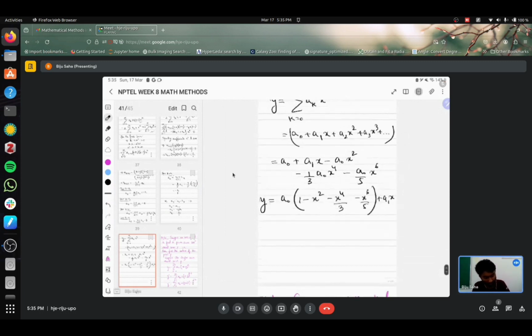So this is your entire solution. So a0 and a1 are arbitrary constants that can be fixed if you know some initial or boundary conditions. So this is your power series form of the entire solution.